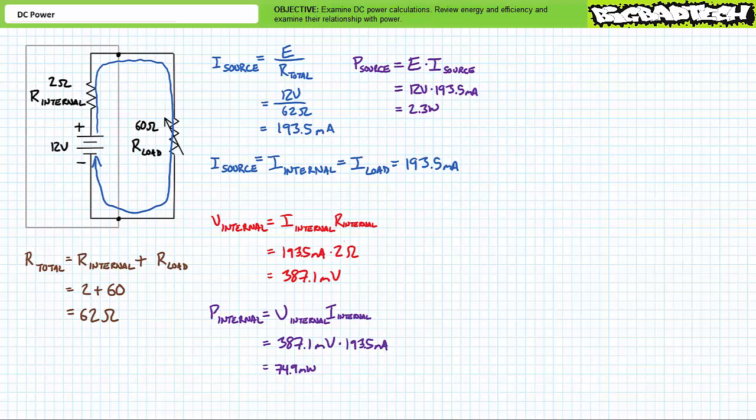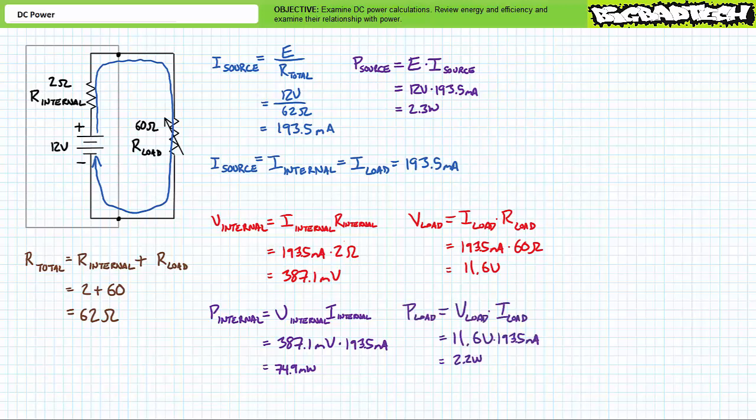Let's now determine the voltage drop across and the power consumed by the electrical load. Voltage is equal to current times resistance. An application of Ohm's law demonstrates the electrical load experiences a roughly 11.6 volt drop. Power is equal to voltage times current. The power consumed by the electrical load is 11.6 volts times 193.5 milliamperes, or roughly 2.2 watts. This would be considered useful power output.